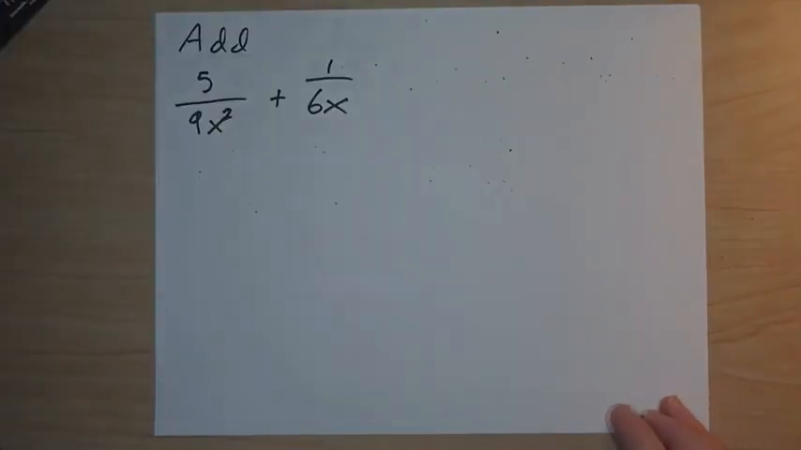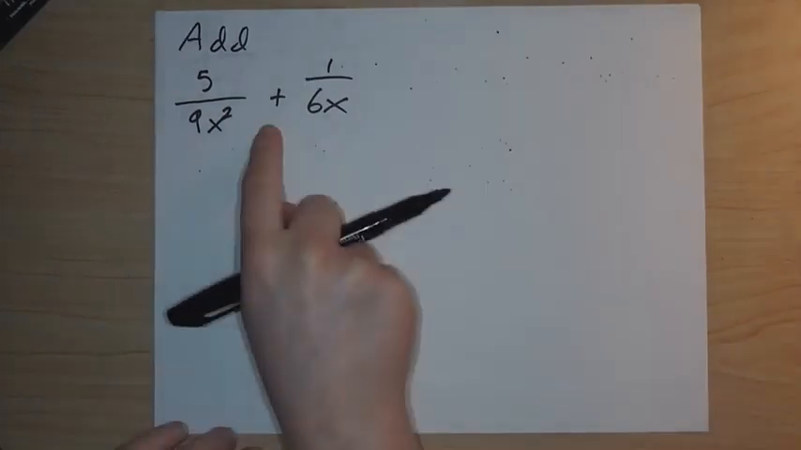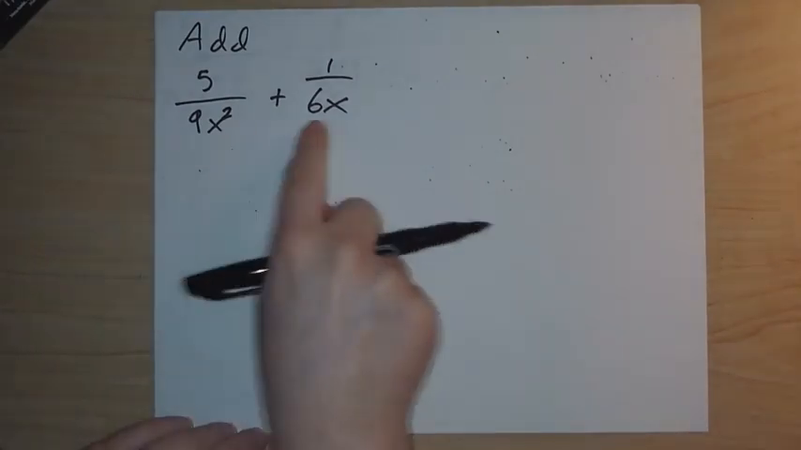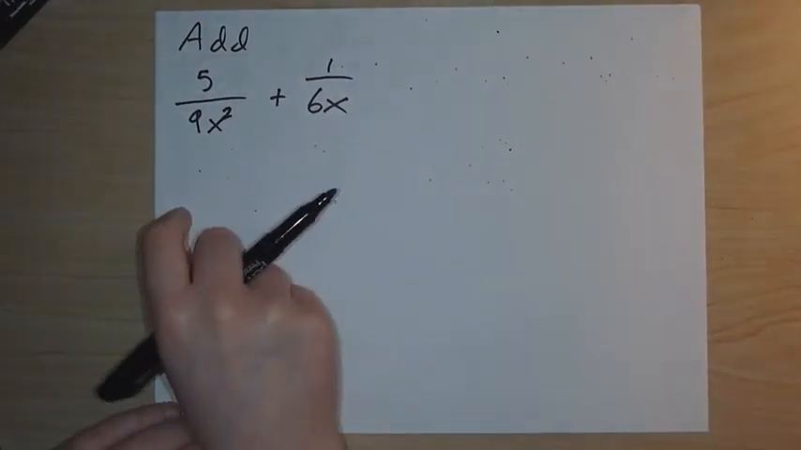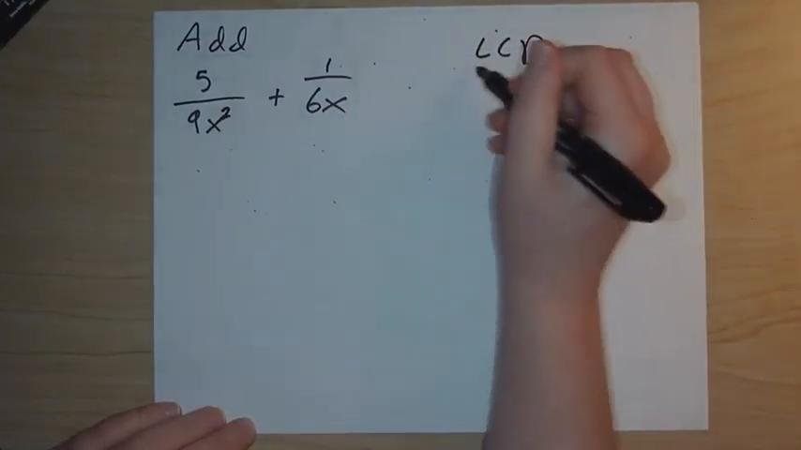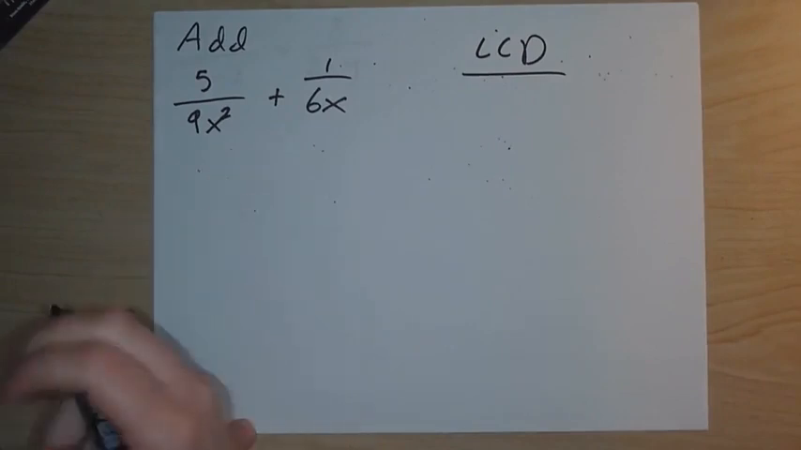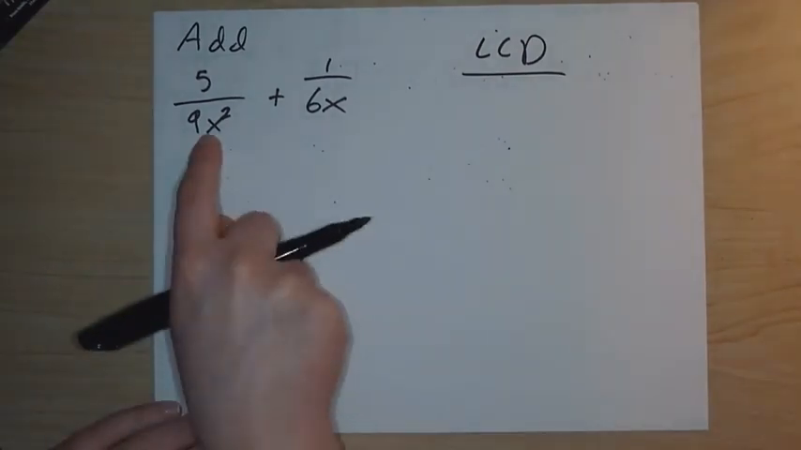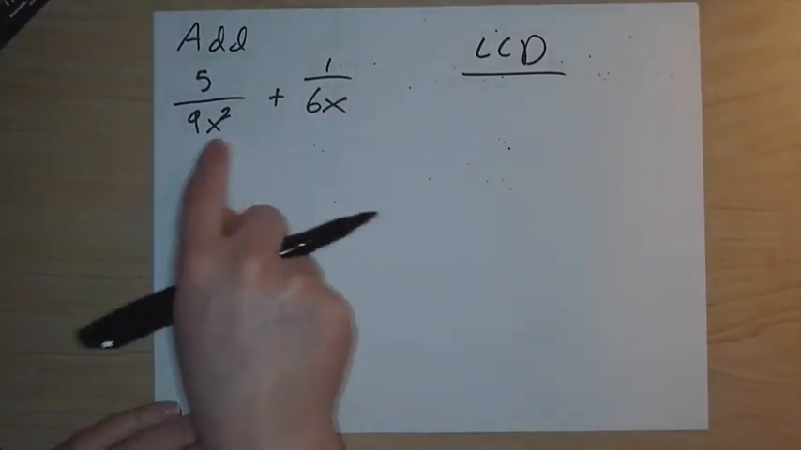Next thing you can do with rational expressions is add them, just like what we did with fractions. And we have to do the same thing with rational expressions as we do with fractions. If we add, they need to have the same denominator. So what we need to do is find the LCD, the least common denominator. One way to find the LCD is to reduce to all of the prime factors.